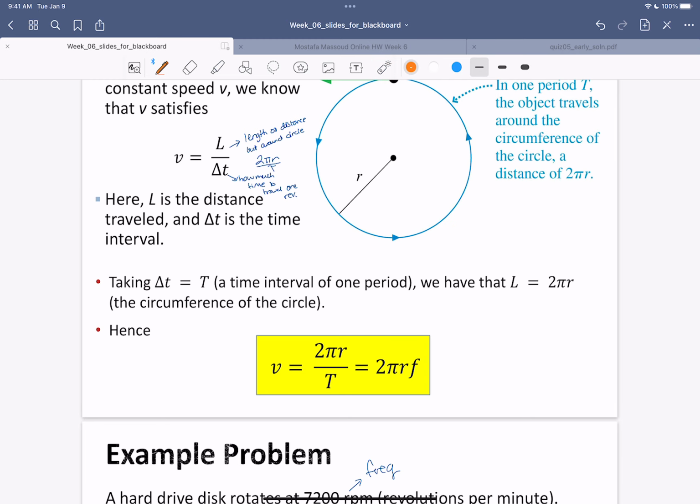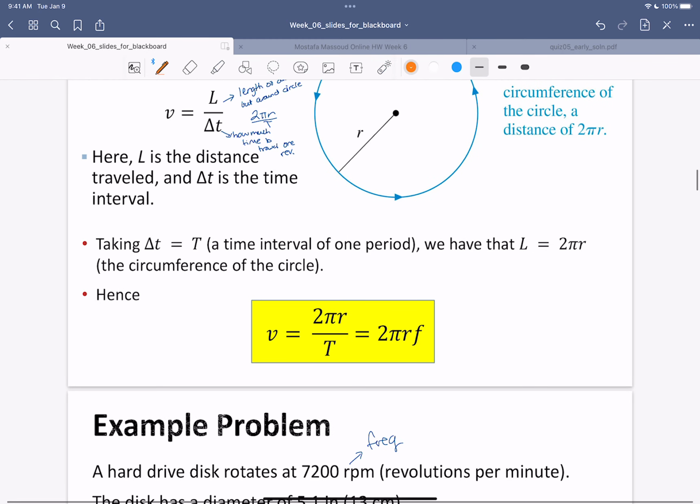It gets confusing when in a problem they ask you how fast you're going, but usually they'll indicate how fast you are going in revs per second, so revolutions per second. Well, if it's revolutions per second, it indicates frequency, right?